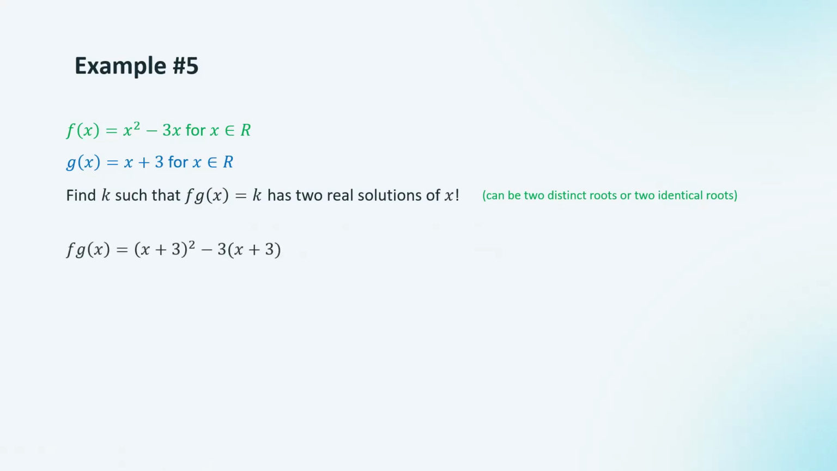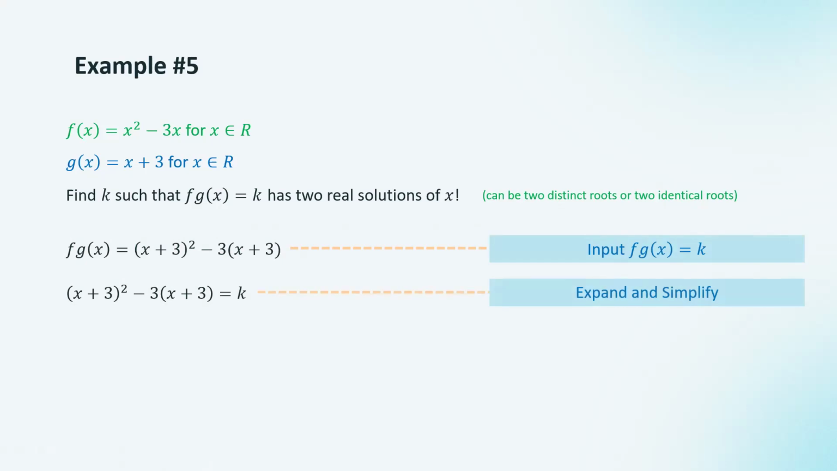So first, we can try to write again our composite function, and then we can try to input f(g(x)) equals k. So it's going to be like this. And then we can try to expand and simplify, so we get a nice quadratic equation. Now, we have to find the k, and we know that if we want to find 2 real solutions, again, it can be distinct, it can be identical, so the discriminant can be bigger than or equal to 0.